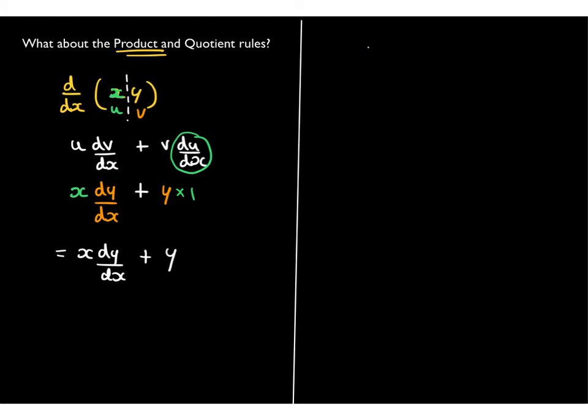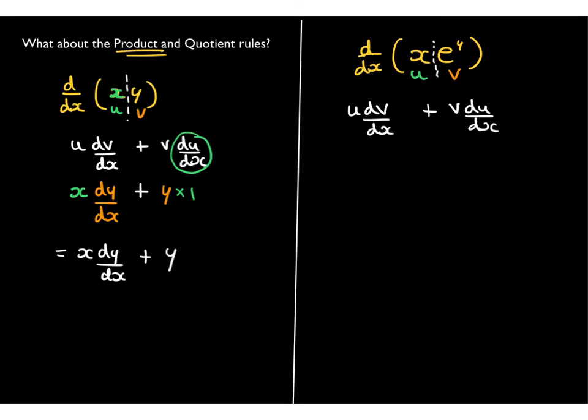Let's try that again. d by dx of a product, my product is going to be x e to the y. So again, I'll identify one part to be u and one part to be v. And we'll apply this rule that the derivative is u dv by dx plus v du by dx. So differentiate and then swap over. So first of all, we want u, which is just x, and then we want dv by dx, so that means differentiating this. That's got to be done implicitly.